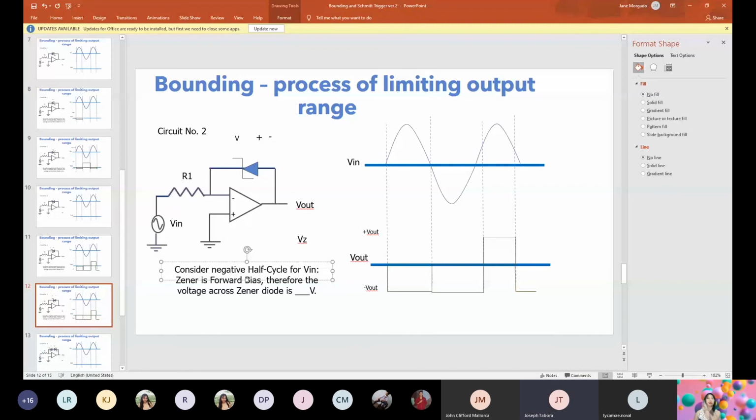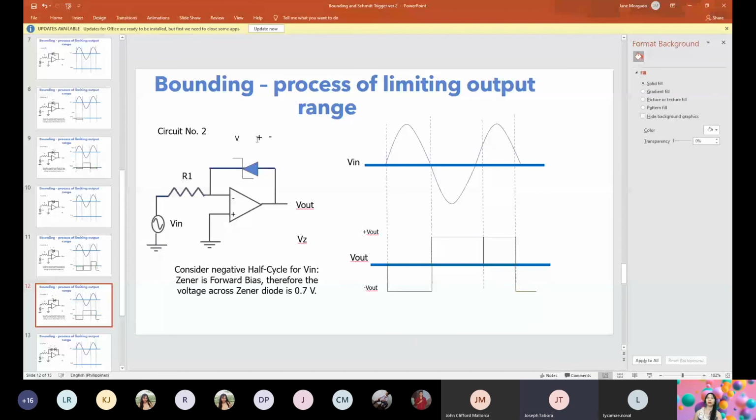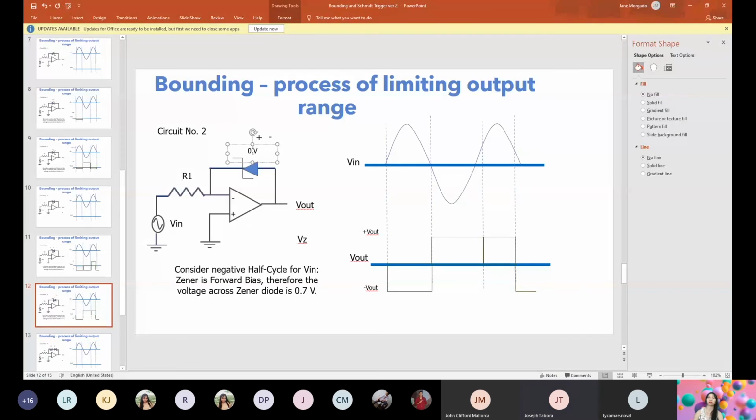So therefore the voltage across the Zener is equal to 0.7. So it's easy, no? Wherein the positive is at, where do you place the positive? Anode. Okay, anode and cathode. Please don't be confused at the reversal of the polarity. It happens all the time.